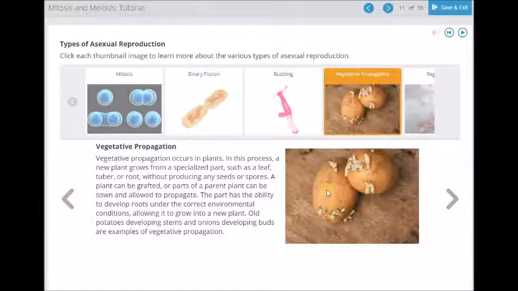But the entire field will then more than likely be genetically similar. And if there's a bacteria or a virus or something that comes along, it can kill one of them, it can kill all of them. And that's one of the problems with asexual reproduction.